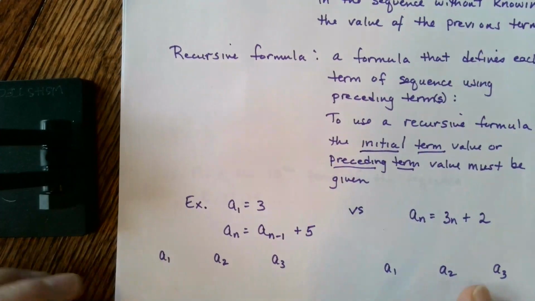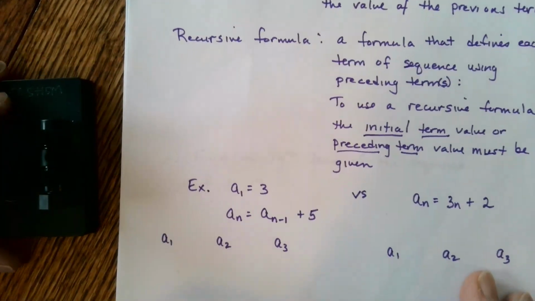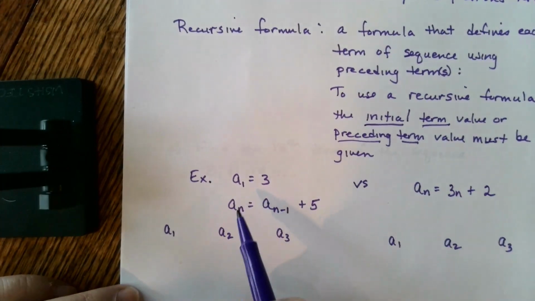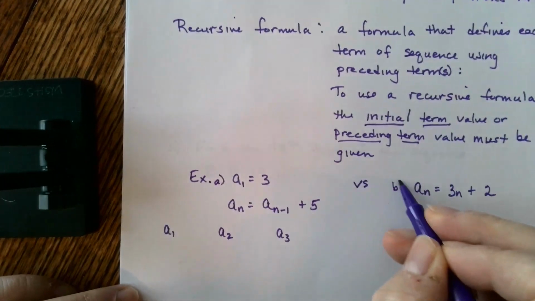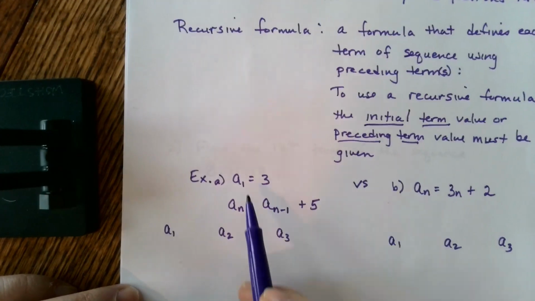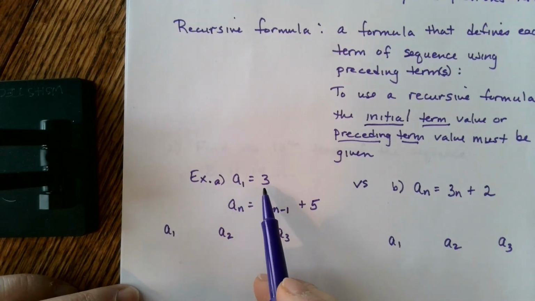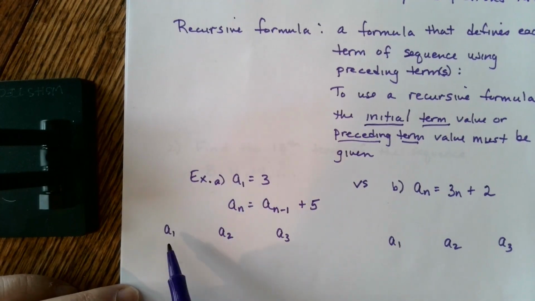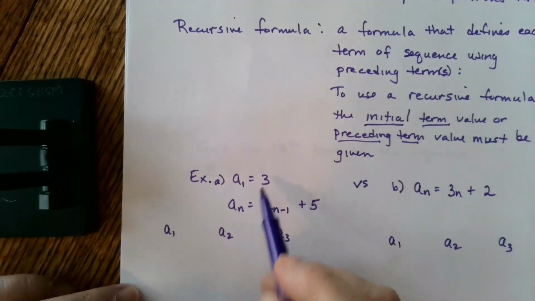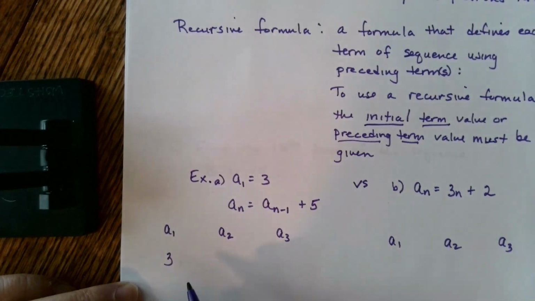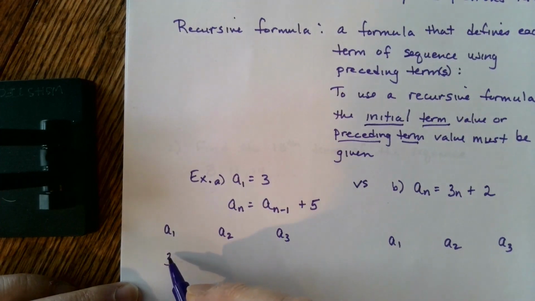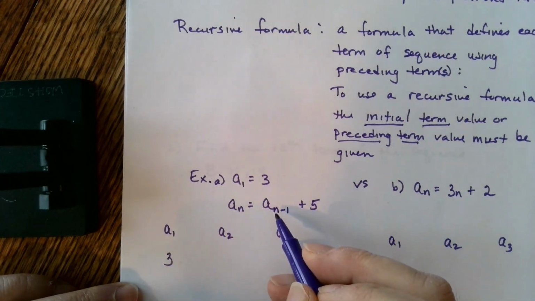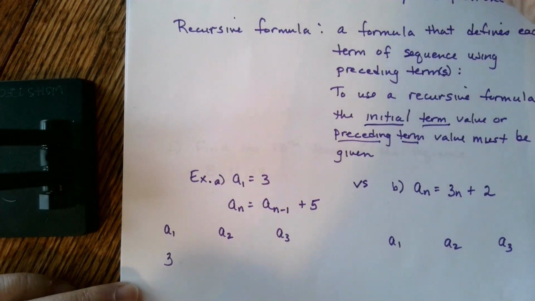If I take a look at, for example, a recursive formula, which would be this first one right here, we'll call this A, versus an explicit formula, which we call B. As you can see with the recursive formula, the first term had to be given to you in order for you to be able to find all the other terms. So for example, if I had to find the first term, it's given to me. It's 3. But if I want to find any other values for any other terms, I have to use the 3 and substitute it into my formula.